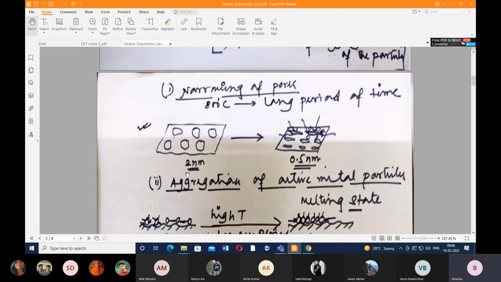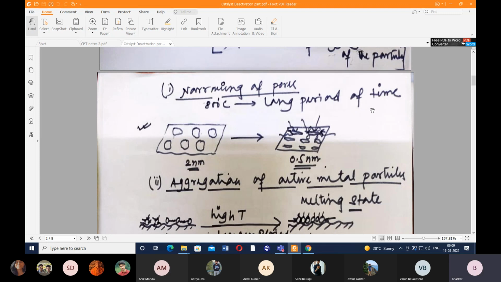Let's assume previously we started with a 2 nanometer pore diameter, and here the pore diameter has reduced to 0.5 nanometers. Try to understand this: from 2 nanometers to 0.5 nanometers. What was the main reason behind this transformation? The main reason is we are carrying out the reaction at 800 degrees Celsius and for several days.